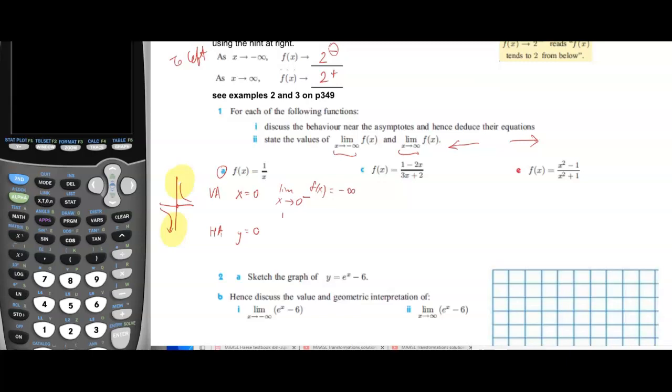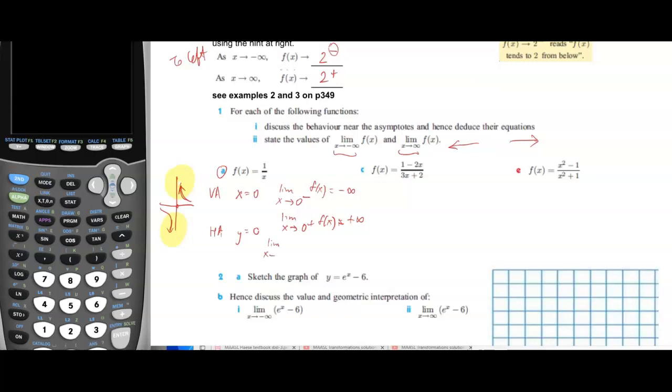Okay, and then if we approach 0 from the right, then the function is going to approach positive infinity. You just write in infinity. Okay, let's talk about the behavior of the horizontal asymptote.